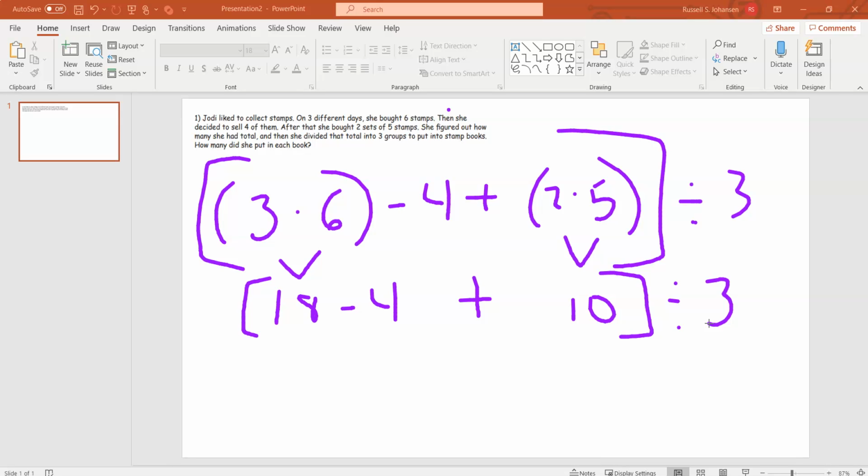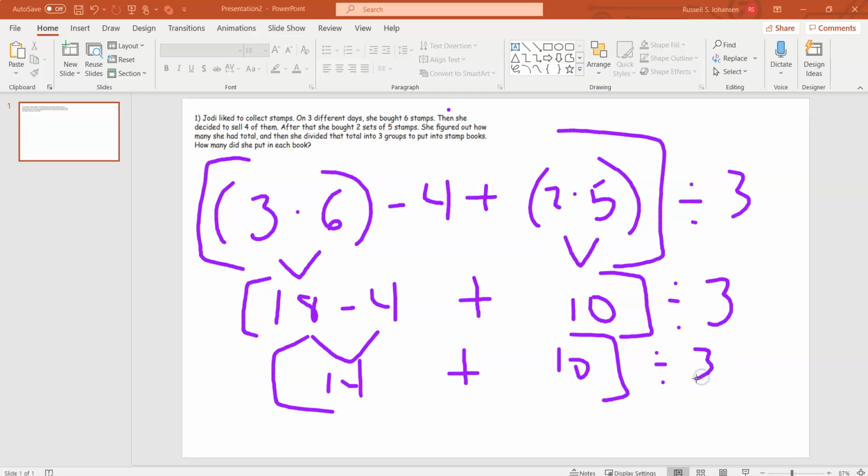So since we're just doing it left to right, we're going to go 18 minus 4 is 14. Bring down the 10. Bring down the brackets. And divide by 3. Now we're going to go 14 plus 10, and we no longer need the brackets because that's the last step. We're going to divide it by 3. 24 divided by 3 gives us 8 in each book.